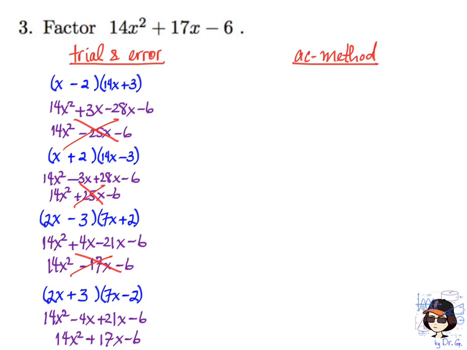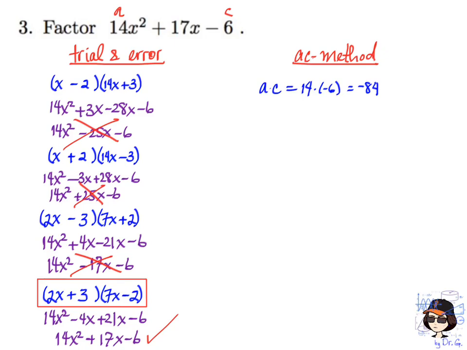So in the AC method, you have to identify what A and C are in your trinomial. A is the number in front of the x squared, and C is the constant term. So in this one, A is 14 and C is negative 6. First, you multiply A and C together. So A times C in this problem is 14 times negative 6, which is negative 84.